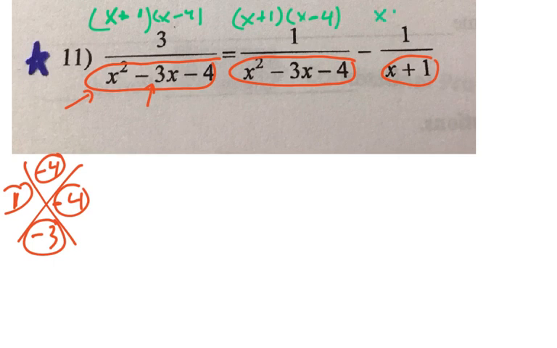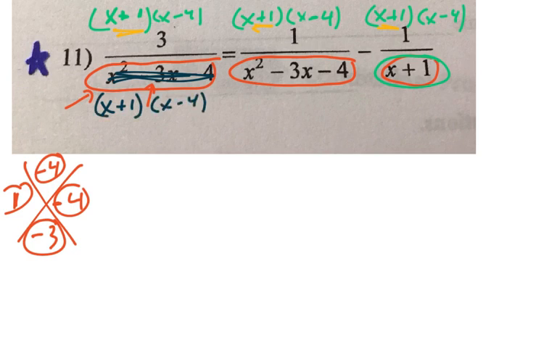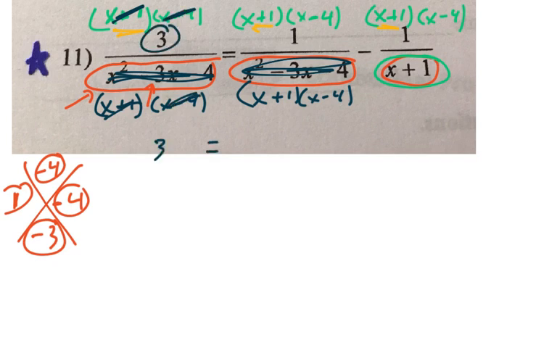So I'm going to do x plus 1s with x minus 4s. Now, the only denominator that's different is x plus 1, but we already have it here in our common denominator. So our common denominator is actually x plus 1, x minus 4. So let's see what happens here. This factored is x plus 1, x minus 4. Same with this here. And what happens is the x plus 1 and x minus 4's cancel. All I have is 3 left over equals.